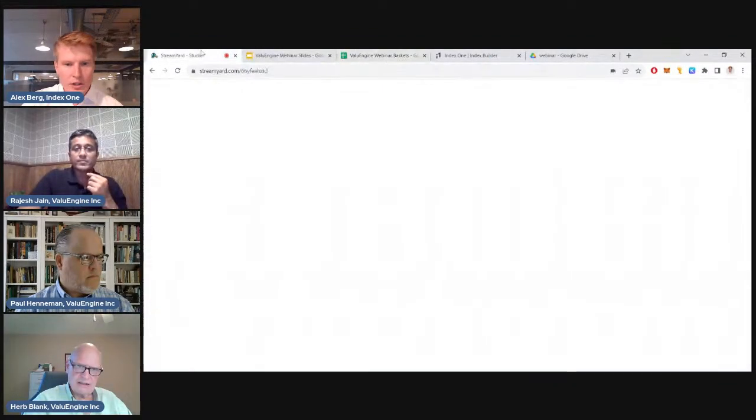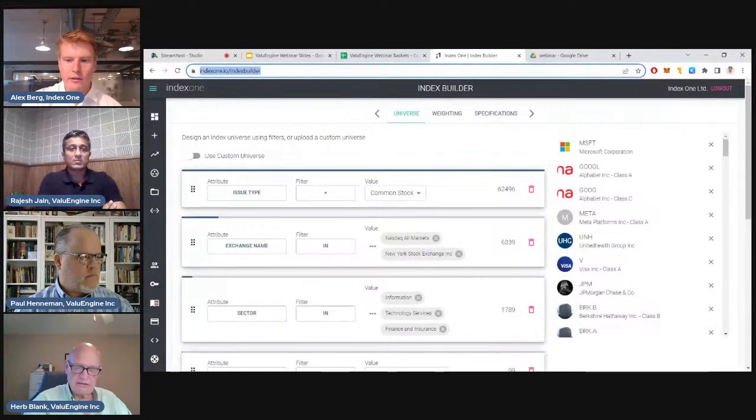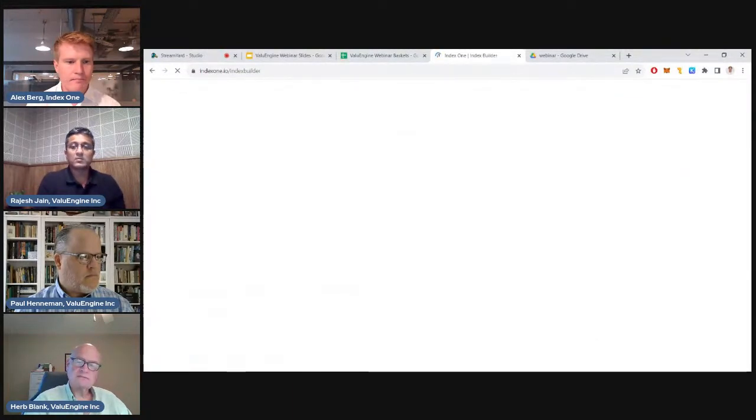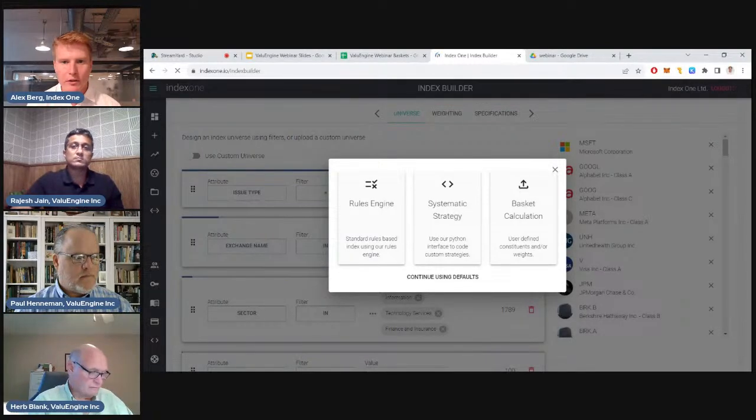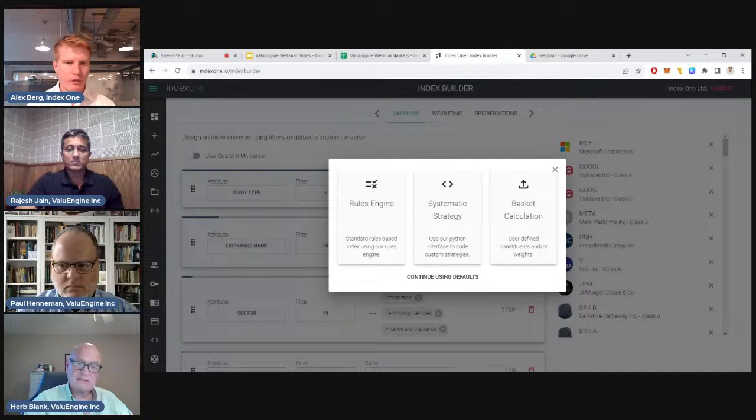So, as Rajesh mentioned, we are going to run through a quick demo of what we've done together with ValueEngine. Just a bit of background. What I have on screen here is our index construction tool. We have several different ways you can construct indices, either a rules-based index through our point-and-click interface, or we also have an interface to code various systematic strategies in Python, where you can predetermine a rule set around, for example, momentum or volatility protected strategies and long-short strategies. You can run that in our backtest environment and also build live indices off of it.